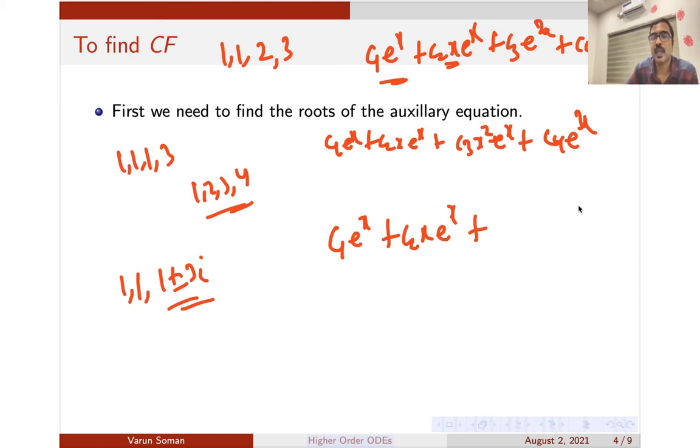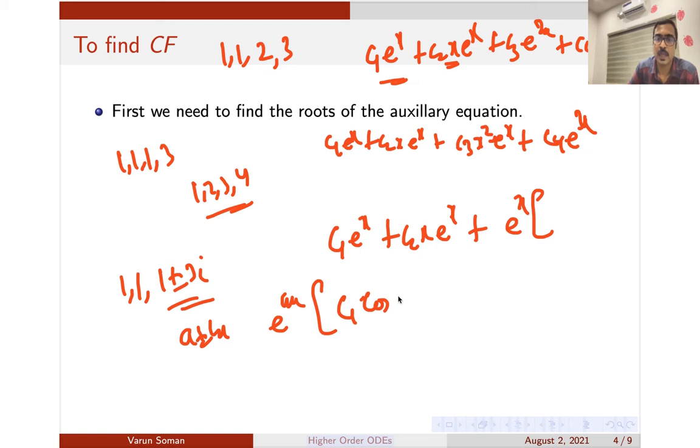for this one I will write e raised to x into, so when it is a plus or minus bi, it will be e raised to x into some constant c1 into cos bx plus c2 into sin bx, so the same thing will carry over here. Already I have used c1 and c2, so I will write this as e raised to x into c3 cos x plus c4 sin x. It's a very simple thing.